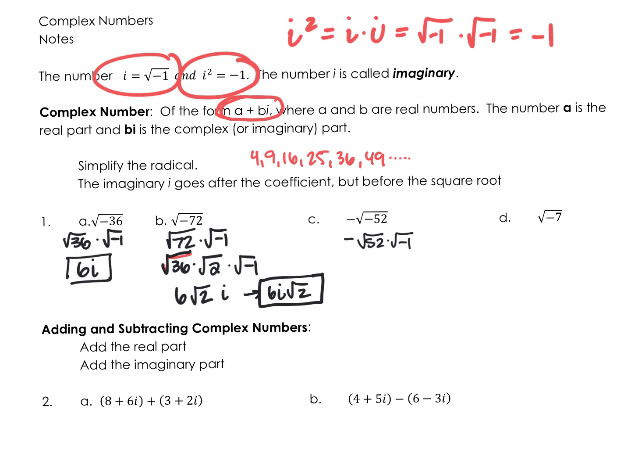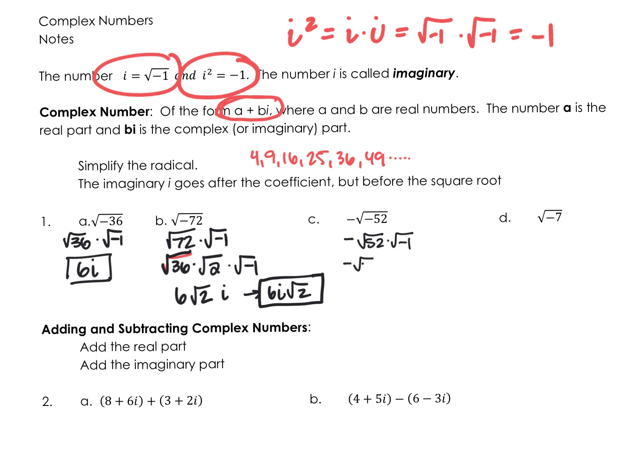What perfect square divides 52? Anyone find one? 4. Yep, 4. That's the biggest one. It doesn't go any bigger than that. 4 times what was 52? 4 times 13. And 26 times 2 is also 52, but 26 is not a perfect square, right? So remember, we need a perfect square.